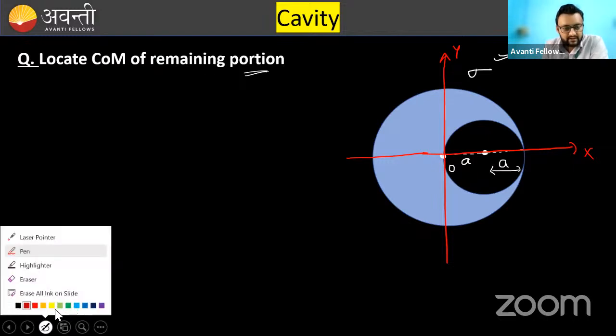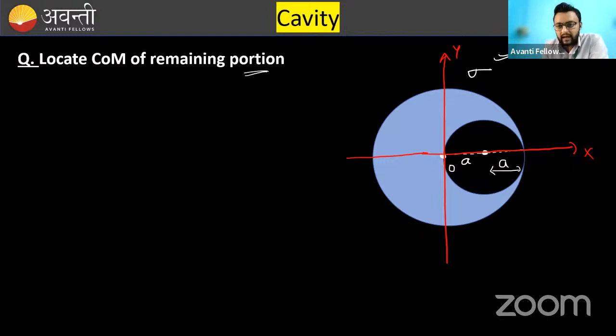What is the basic phenomenon? I am going to put two masses here, one of plus sigma density, another of minus sigma density. Plus sigma is positive mass, minus sigma is negative mass. Can you see that the total mass inside the cavity is still zero? One is plus sigma, one is minus sigma, so the total mass is again zero. No issue with that. The original system remains.